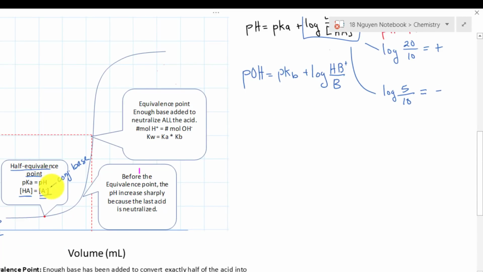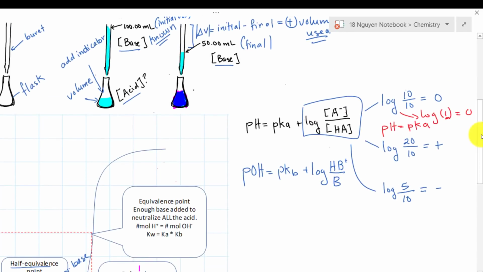If at the half equivalent point the pH is equal to the pKa, what about from here to there? Well, of course, right here the concentration of acid is greater than your conjugate form, which is the conjugate base. Now, mathematically, we can prove this using the Henderson-Hasselbalch equation. Let's plug in a value where the base is less than the acid, in this case 5 relative to 10. If you plug this into a calculator, it is equal to a negative number.